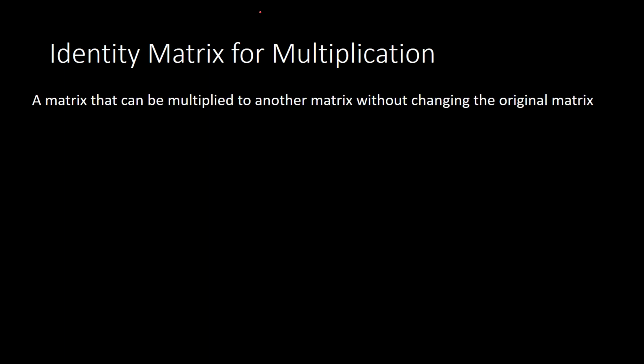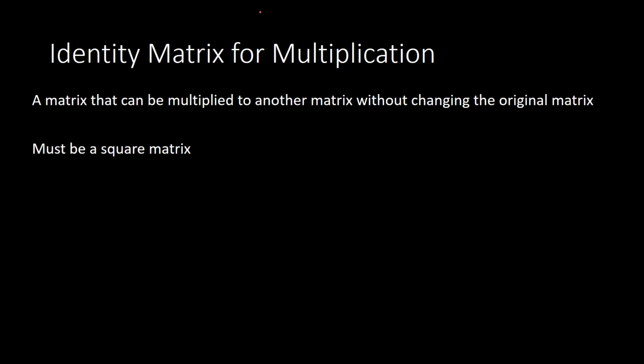Next we have the identity matrix for multiplication. And now we learned that the identity matrix is a matrix that you can add, subtract, or multiply, or whatever operation we're doing, such that the original matrix does not change. And now in this context we are dealing with matrix multiplication. So an identity matrix for multiplication is a matrix that can be multiplied without changing the original matrix.